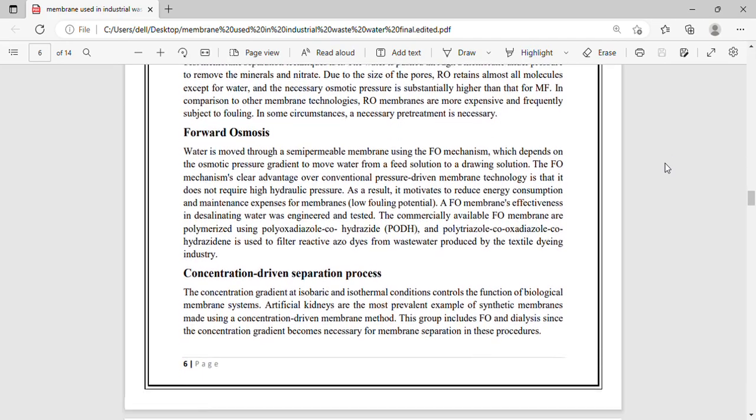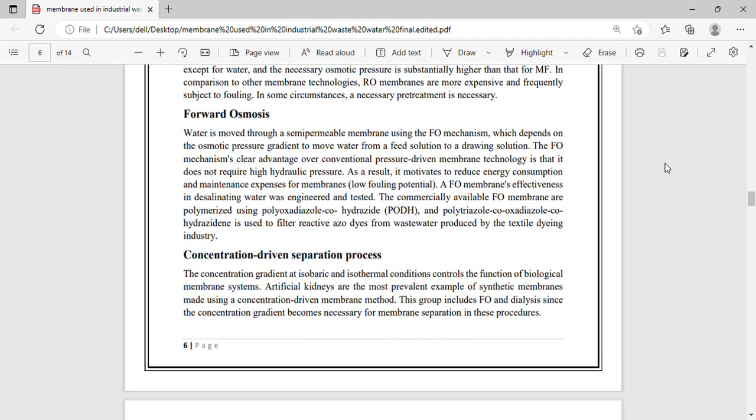Forward osmosis. Water is moved through a semi-permeable membrane using the FO mechanism, which depends upon the osmotic pressure gradient to move water from a feed solution to a draw solution. The FO mechanism's clear advantage over conventional pressure-driven membrane technology is that it does not require high hydraulic pressure. As a result, it helps reduce energy consumption and maintenance expense for membranes. A FO membrane's effectiveness in desalinating water was engineered and tested.